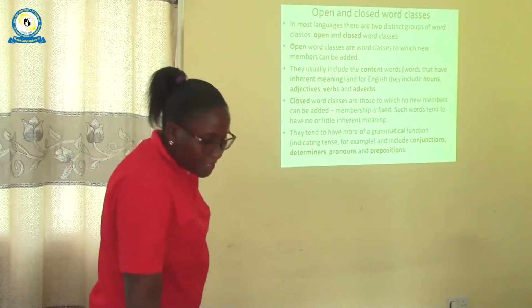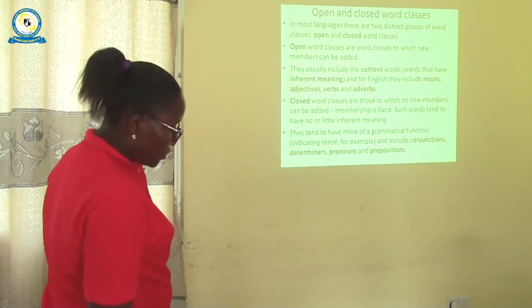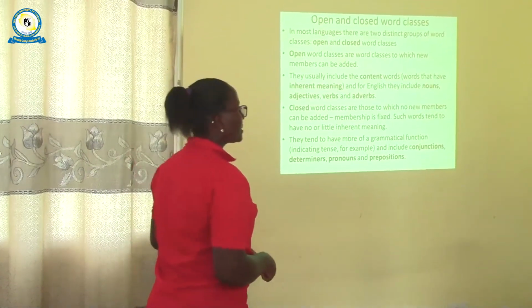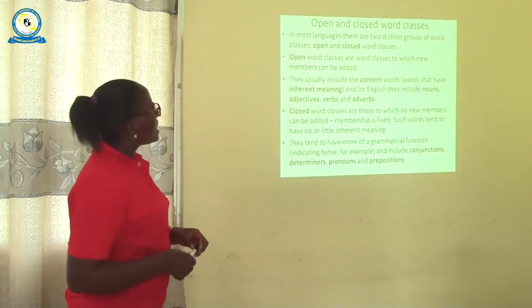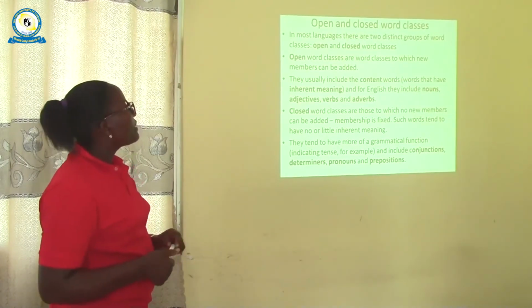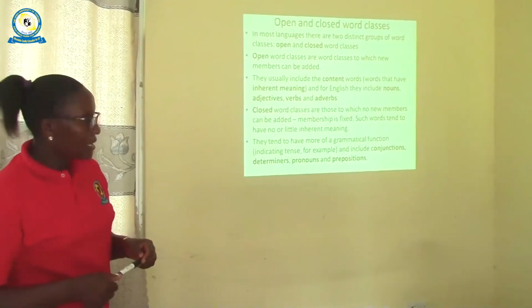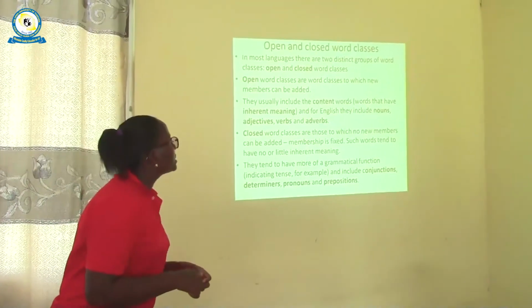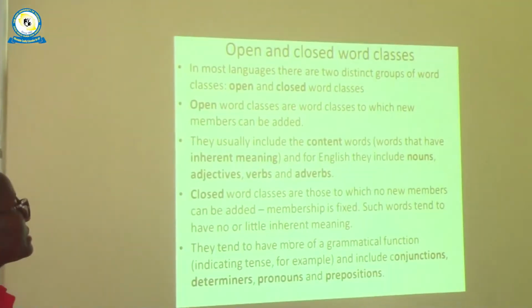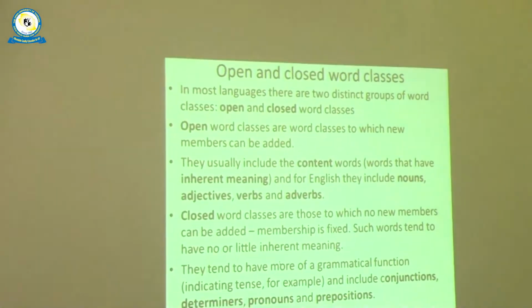And so these parts of speech are grouped into two. We have open and closed word classes. We call them parts of speech, or sometimes word categories. In most languages, there are two distinctive groups of word classes: the open and the closed word classes. The open word classes are those to which new members can be added. In other words, they have inherent meaning.